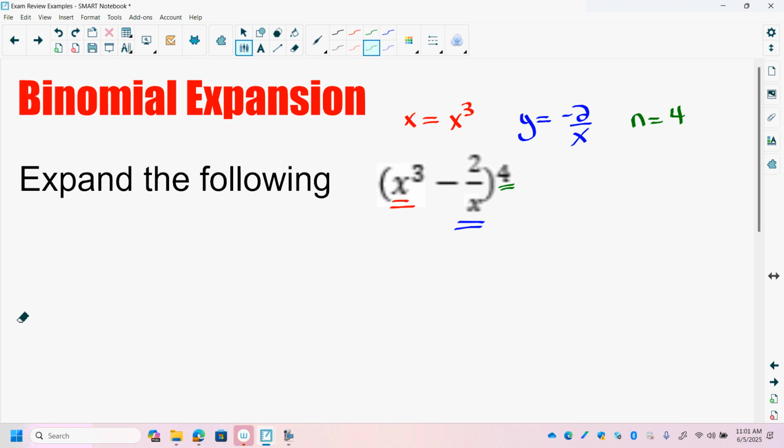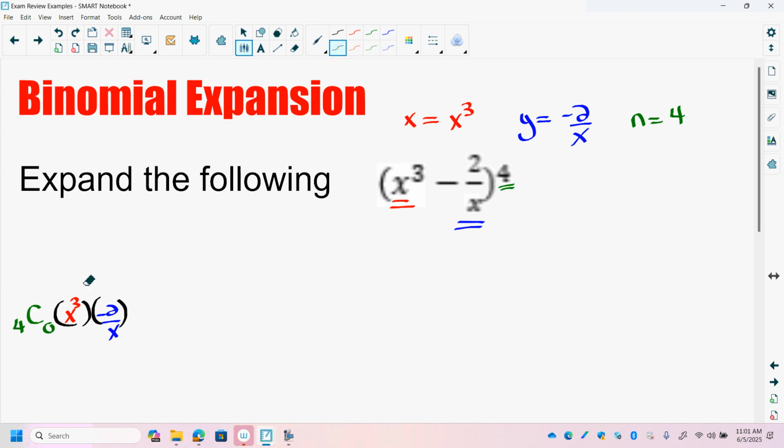And what do I start? The first term actually goes 4c what? 0. And then I'm going to go a set of brackets followed by another set of brackets. What goes in the first bracket? X cubed. What goes in the second set of brackets? So it's your x value and your y value. Always. They follow this pattern.